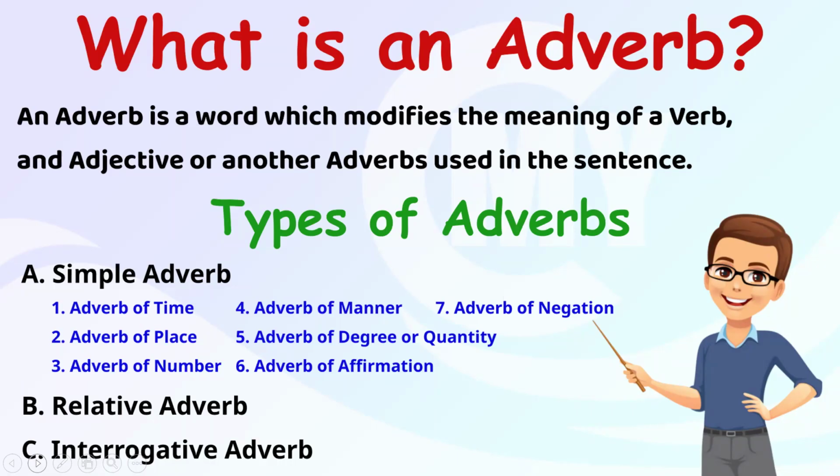So, types of adverbs: there are three types: simple adverb, relative adverb, interrogative adverb. Adverb of time, place, number, manner, degree or quality, affirmation, negation, adverb of evaluation, conjunctive adverb, which we will learn in the next video.